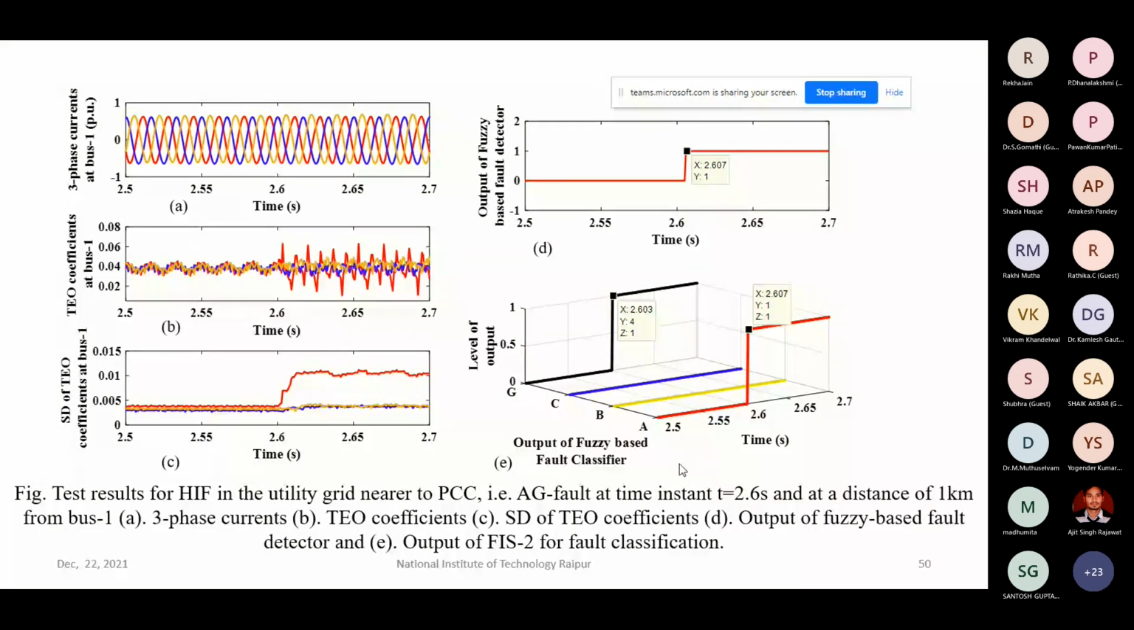Now similarly, to find out which fault type has occurred or which particular phase is faulty, you can see here a fuzzy based classifier for the three phase system A, B, C, the three phases, and G, that is the ground. So here you can see that after 2.60 second, A phase goes high. Similarly, ground rises at three milliseconds. So it confirms the presence of A to G type of fault in the system. So in this way, fuzzy inference system detects and classifies the fault.